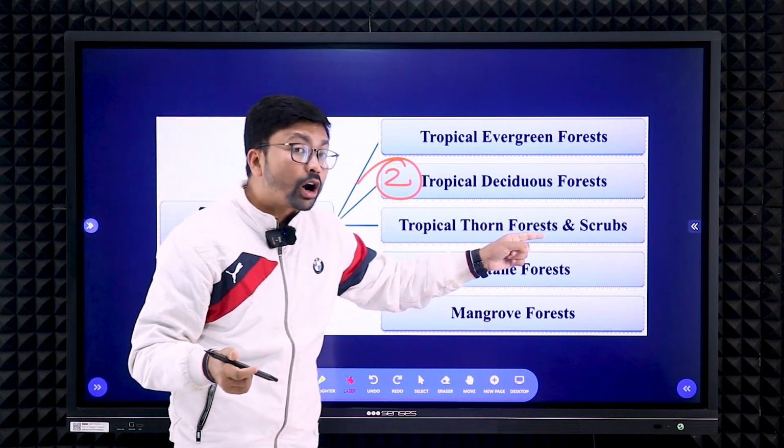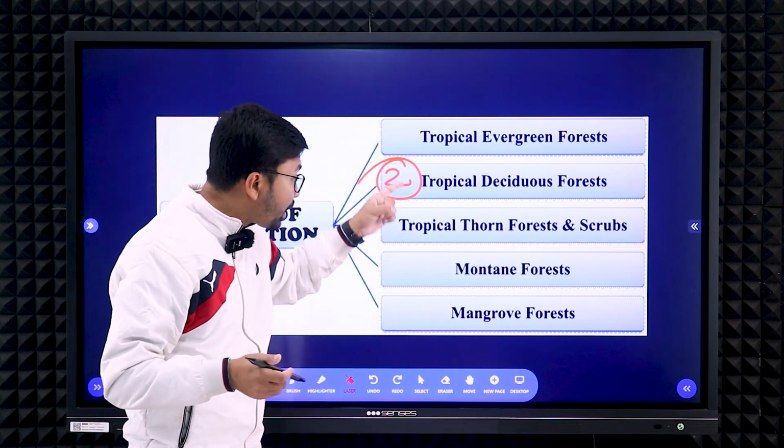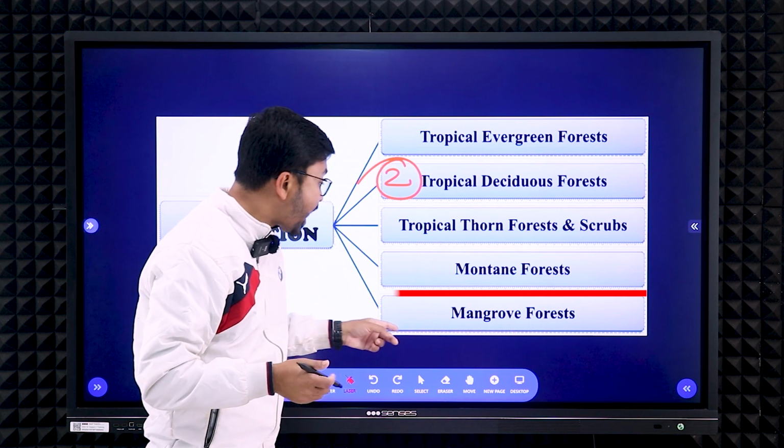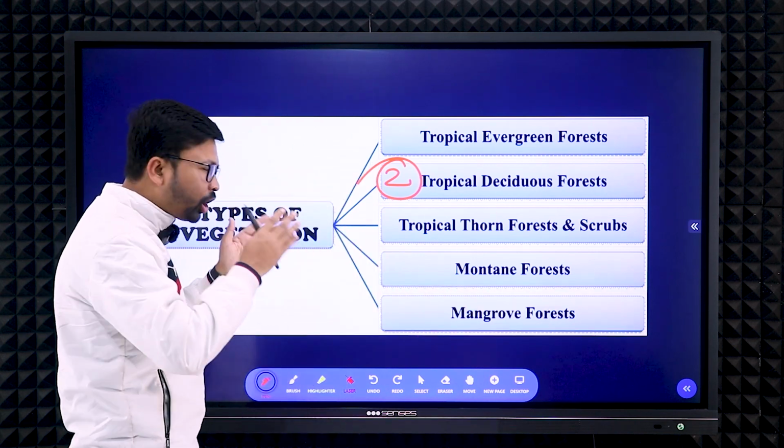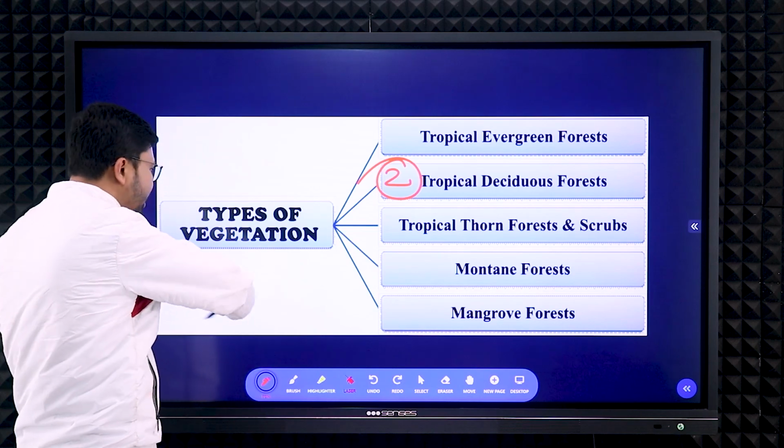Next, tropical thorn forest or scrubs. And number 4, that is mountain forest. And number 5, that is mangrove forest. We will discuss all those vegetation one by one in the next slide.